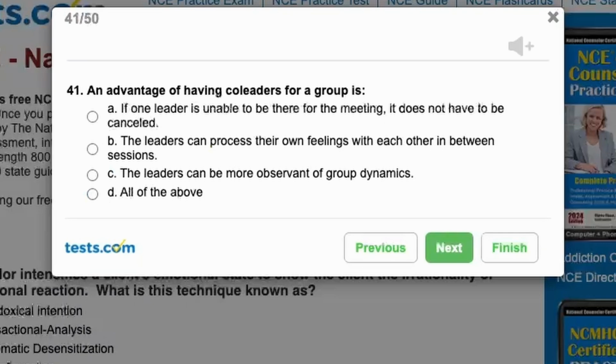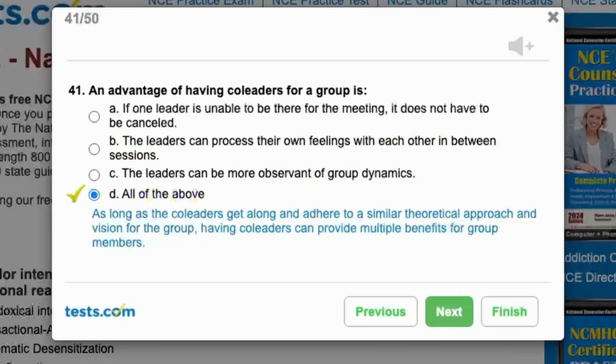An advantage of having co-leaders for a group is: A. If one leader is unable to be there for the meeting, the group does not have to be canceled. B. The leaders can process their own feelings with each other in between sessions. C. The leaders can be more observant of group dynamics. Or D. All of the above.